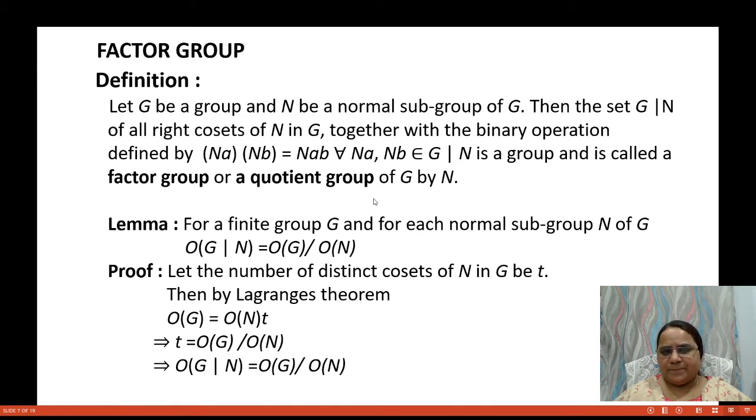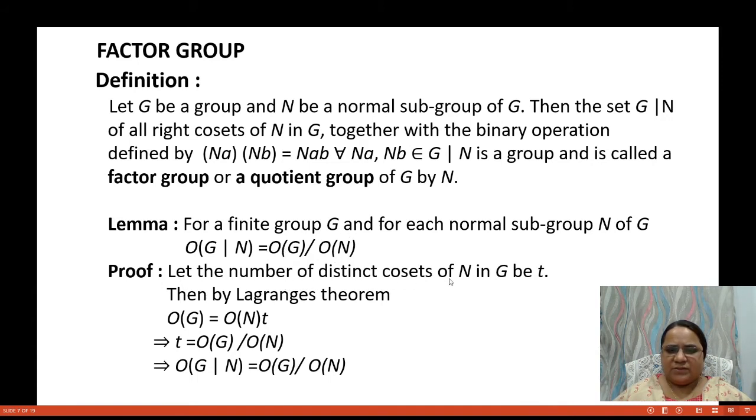Next, related to this, we have a lemma. A lemma is nothing but a small result related to a theorem or related to a definition, like factor group or quotient group. For a finite group G and for each normal subgroup N of G, the order of G/N must be equal to the order of G divided by the order of N. What we have to prove here is that the order of G/N is always equal to order of G by order of N.